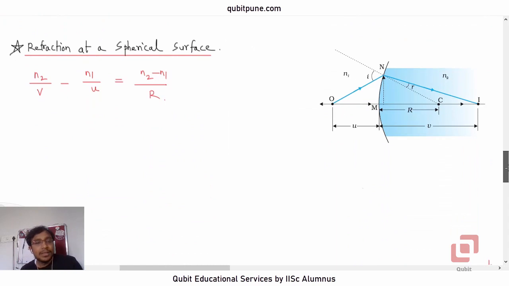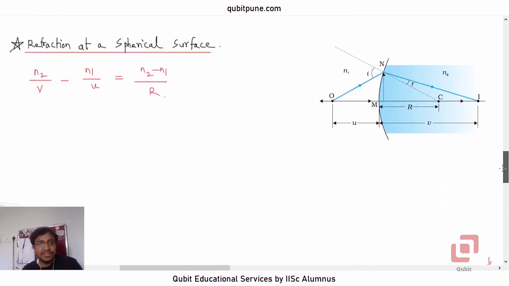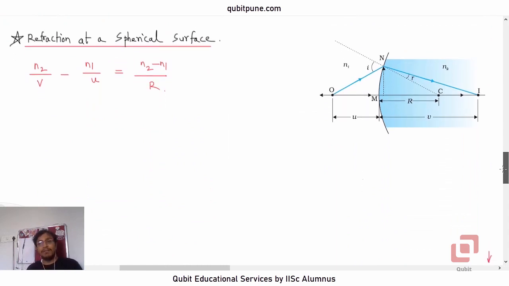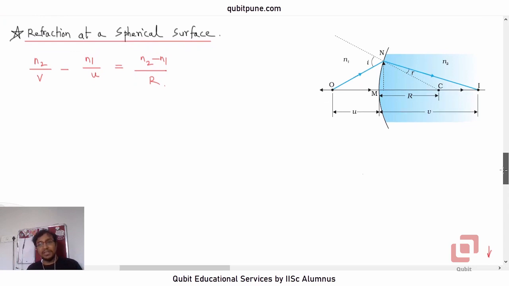Alright, next let's now move on to lenses. The first formula that we have derived is the refraction at a spherical surface. So we assume that the medium is inside. Inside this arc that you see, it is actually a spherical surface. It can either be the surface of a glass ball, or it can also be a conical shape like a cone.